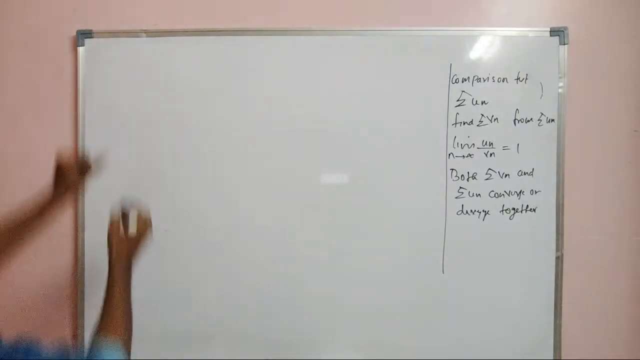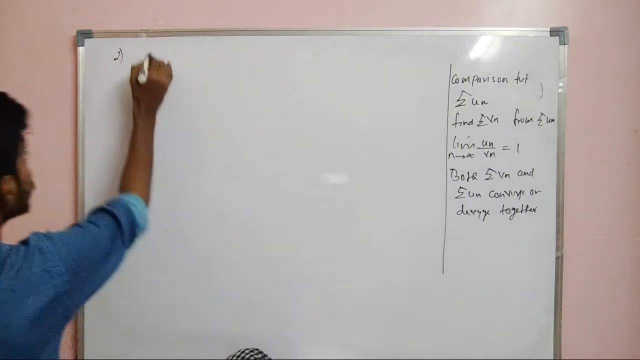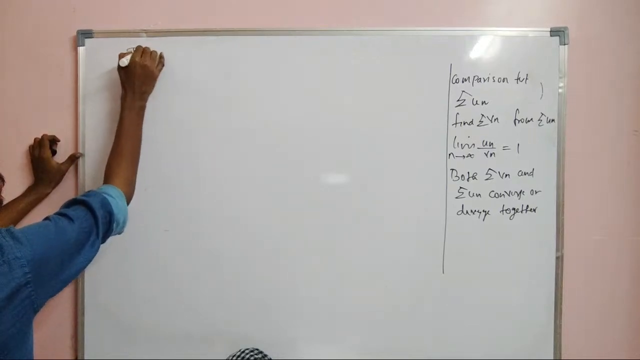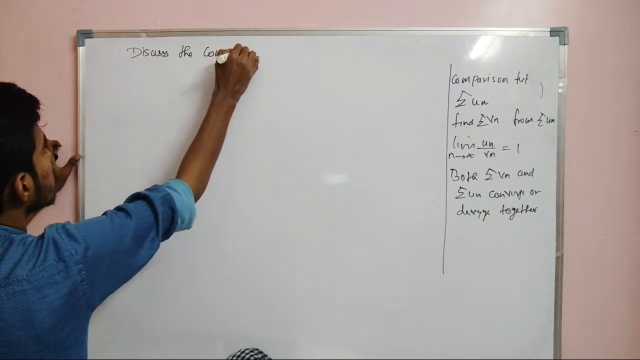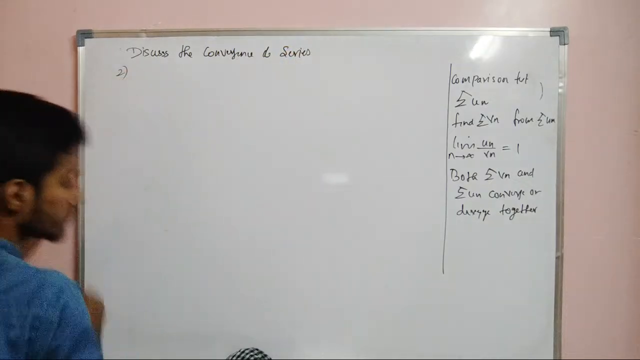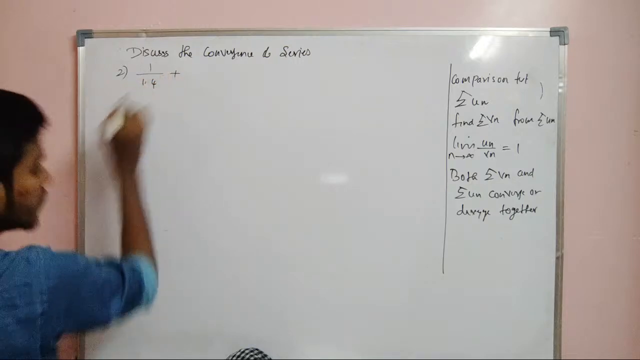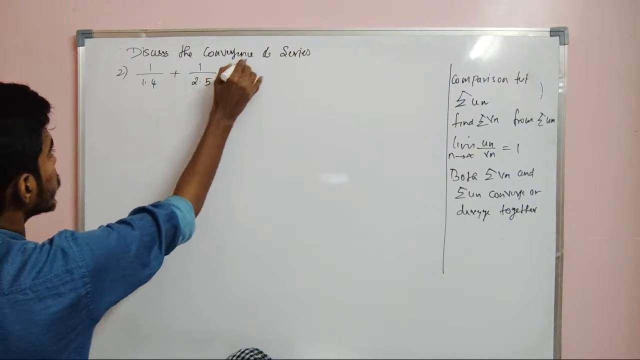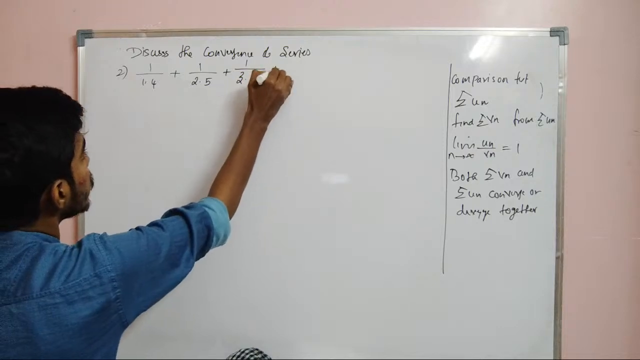Right, both converge or diverge together. Now we will work out the second problem. Second problem is 1 by 1 into 4. Actually the heading is discuss the convergence of series. So the second problem is, we can expect in 10 marks, 1 by 2 into 5 plus 1 by 3 into 6 and so on.